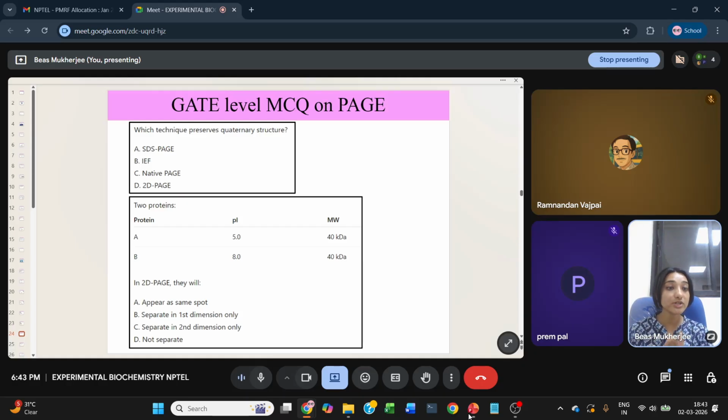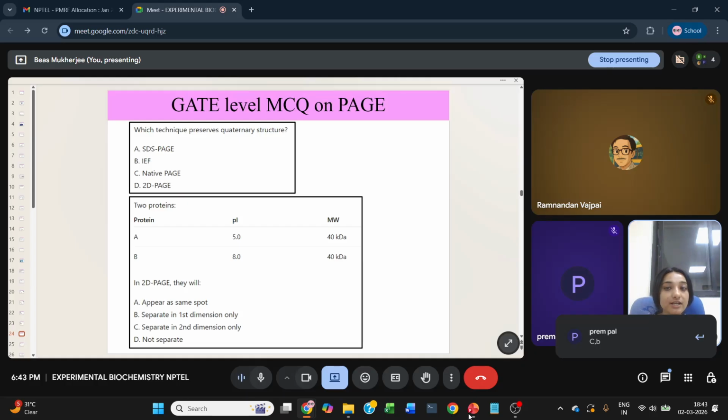Okay. So in 2D gel, remember in 2D gel, first they are going to get separated based on PI and then they are going to get separated based on molecular weight. So when it comes to that, there will be no separation. Acha. So you say that it is B. Okay. Let's see. Okay, good.